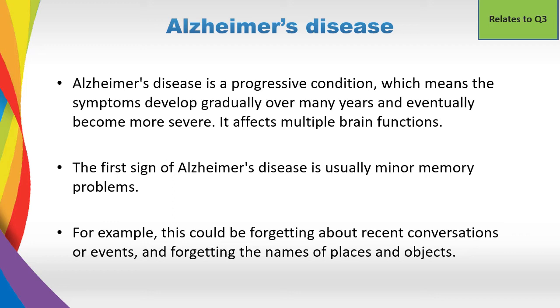So Alzheimer's disease is a progressive condition, which means that symptoms develop gradually over many years, and they eventually become much more severe, so it affects multiple brain functions. The first sign of Alzheimer's disease is usually minor memory problems, so forgetting a few things. An example there, so it could be forgetting about recent conversations or events, forgetting names of places and objects and things like that.